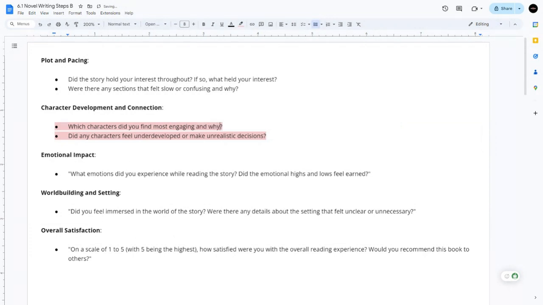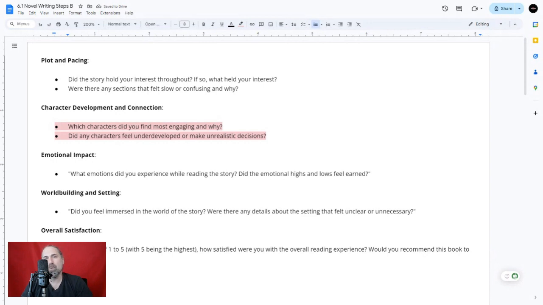Do you see how easy it is just to fix the question, to adjust it and make it more of a collaborative question? You know, like yes and no isn't really collaborative. It's like a why is the question there? Did any characters feel underdeveloped or make unrealistic decisions?